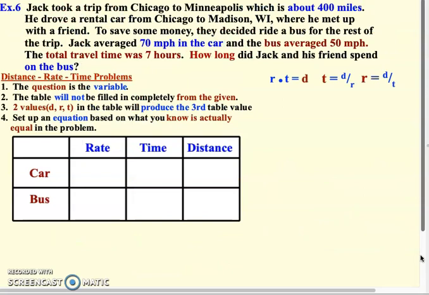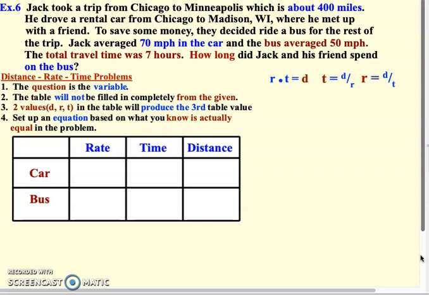So if you take a second to read through this one, Jack took a trip to Chicago from Minneapolis, about 400 miles, drove a rental car to Madison, met up with a friend to save some money. They decided to ride a bus the rest of the trip. So when I read that, to me that is the split in the problem. There's some time in the car, there's some time in the bus. So right away I know my table can be divided into those two parts.